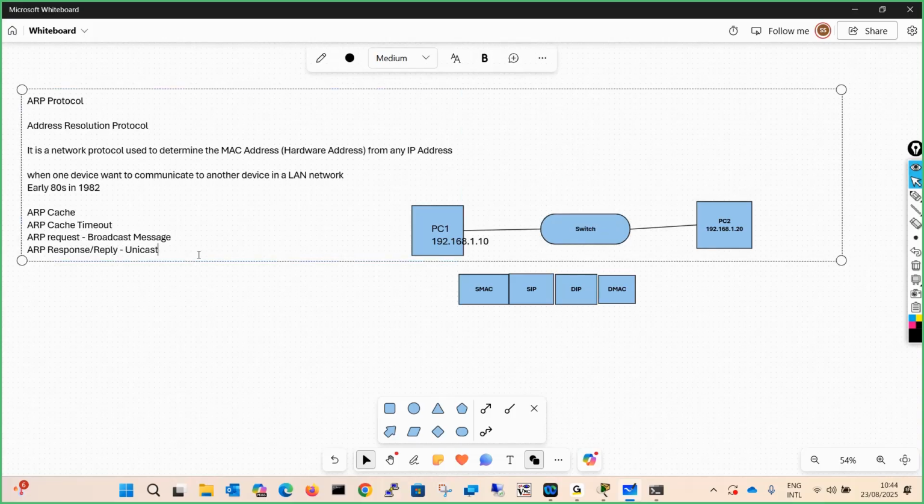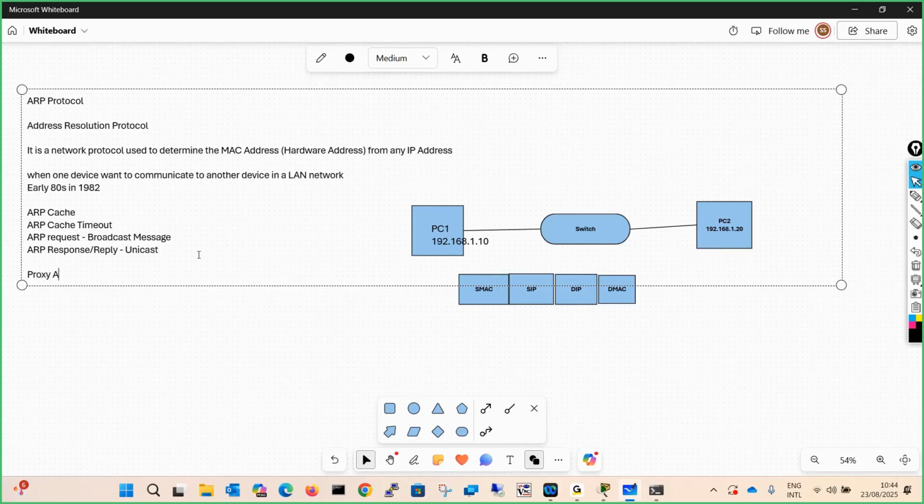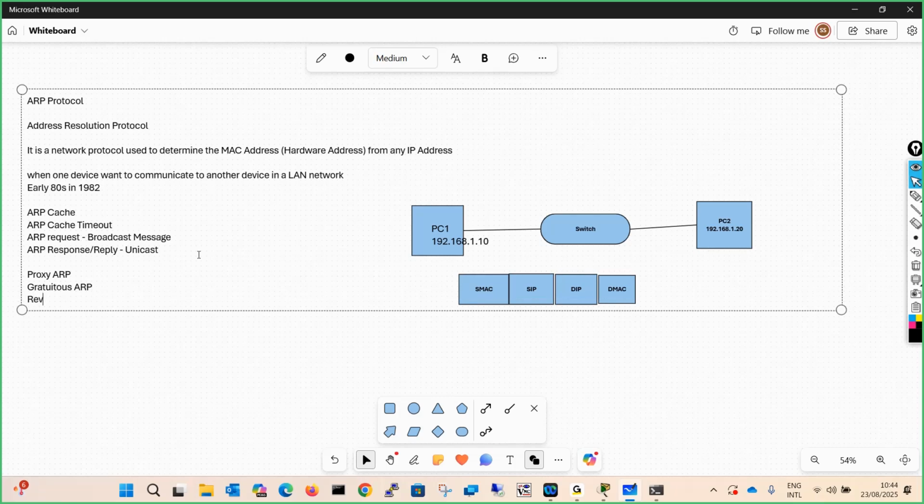There are some different types of ARP: proxy ARP, then gratuitous ARP, and reverse ARP. This we have to discuss, and we will discuss it in our practical. Just the first thing, proxy ARP, I will give you a short idea.